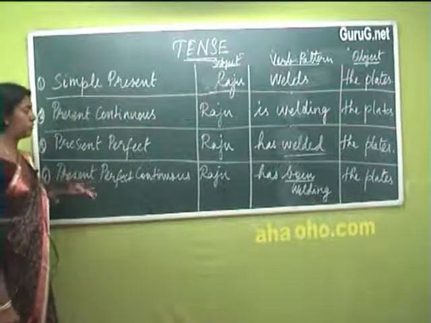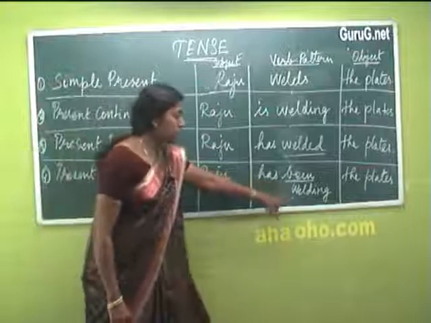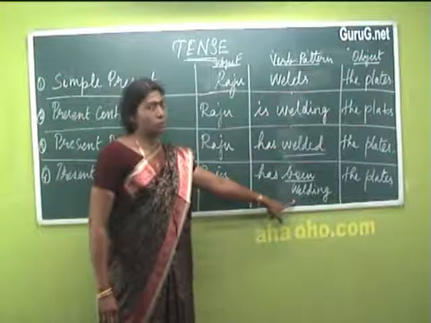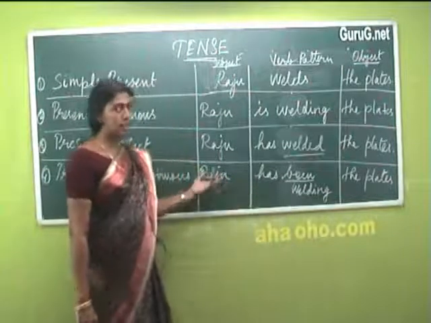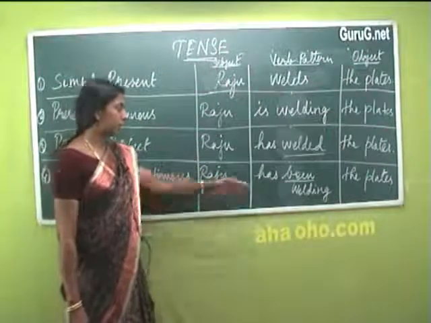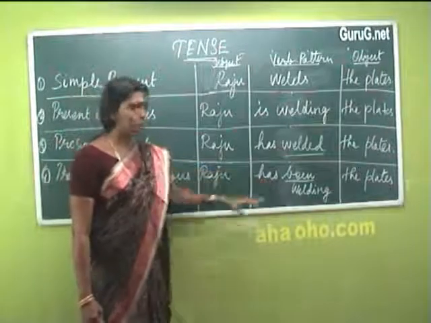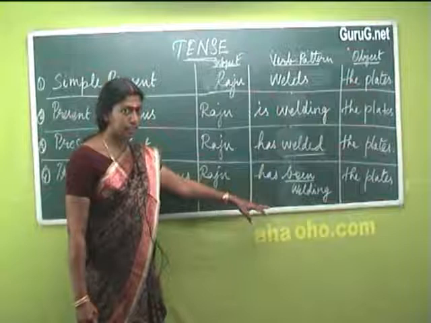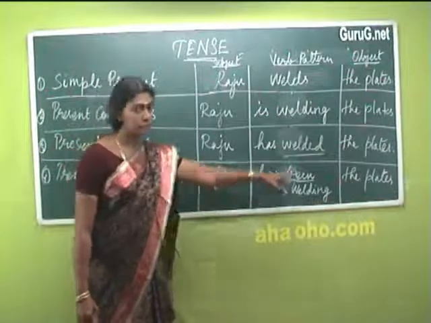In all perfect continuous tenses, been plus present participle will be there. This is a formula which we should not forget. Suppose it is past tense, past perfect continuous, this has will change into had, that's all. Had been welding. Raju had been welding. Now here it is present tense, so I'm using has been welding, that's all.